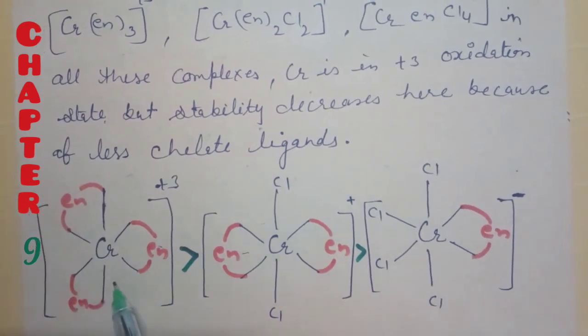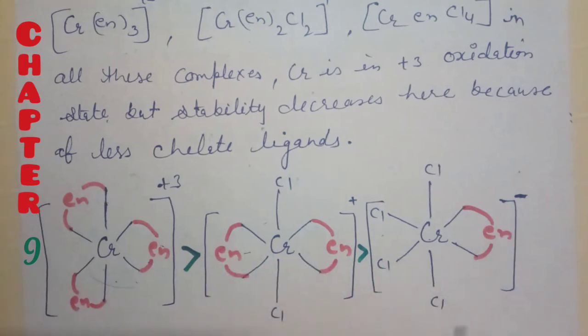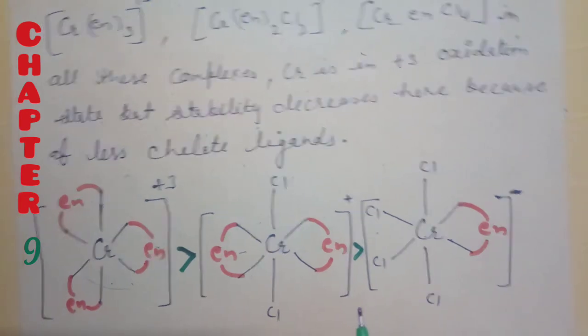Here 3 chelate rings means it is the most stable. There is only 1 chelate ring means it is least stable. Okay, clear? As chelate rings decrease, the stability also decreases. Clear? These are the chelating ligands. Remember that this is the property of bidentate or polydentate ligands.